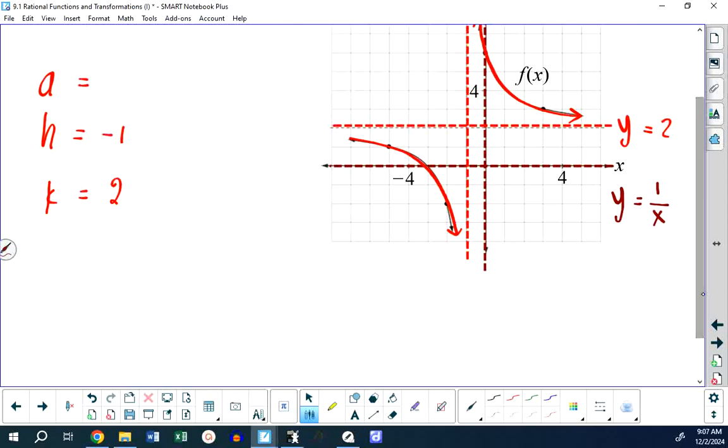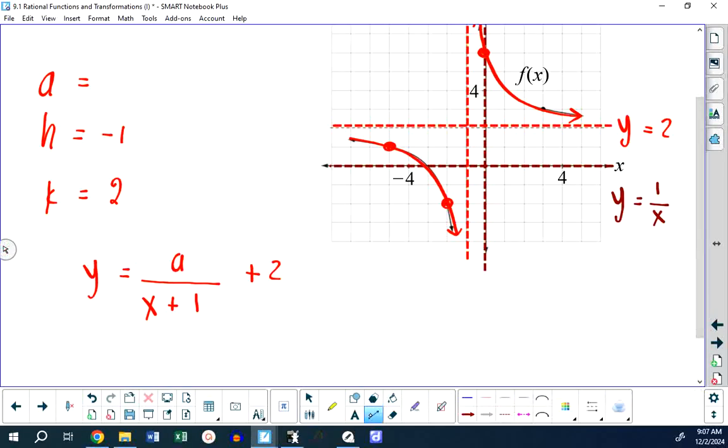It's y equals a over x minus negative h, which would be x plus 1, plus 2. And I've covered up a number of key points here, but you're told this is a point, you're told this is a point, you're told this is a point. You have a number of points you can use.